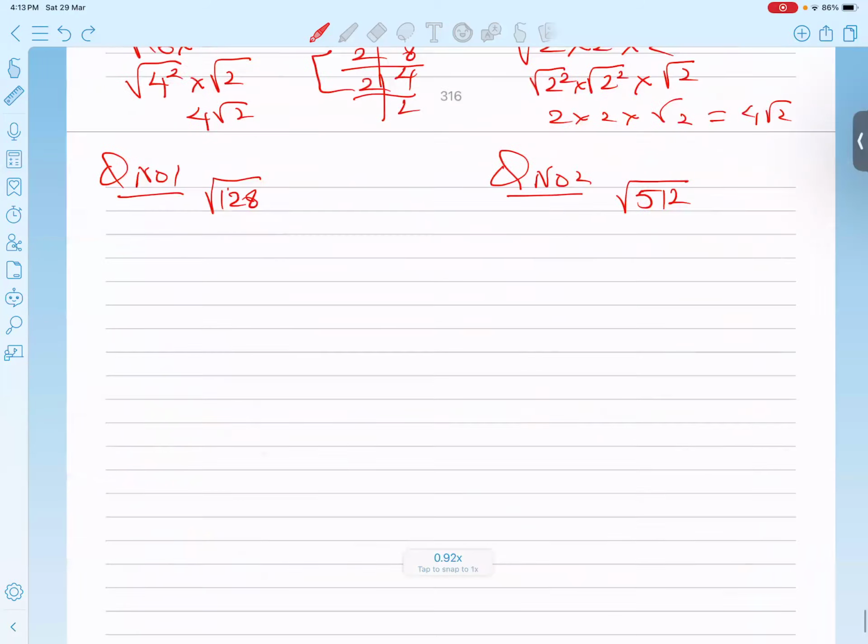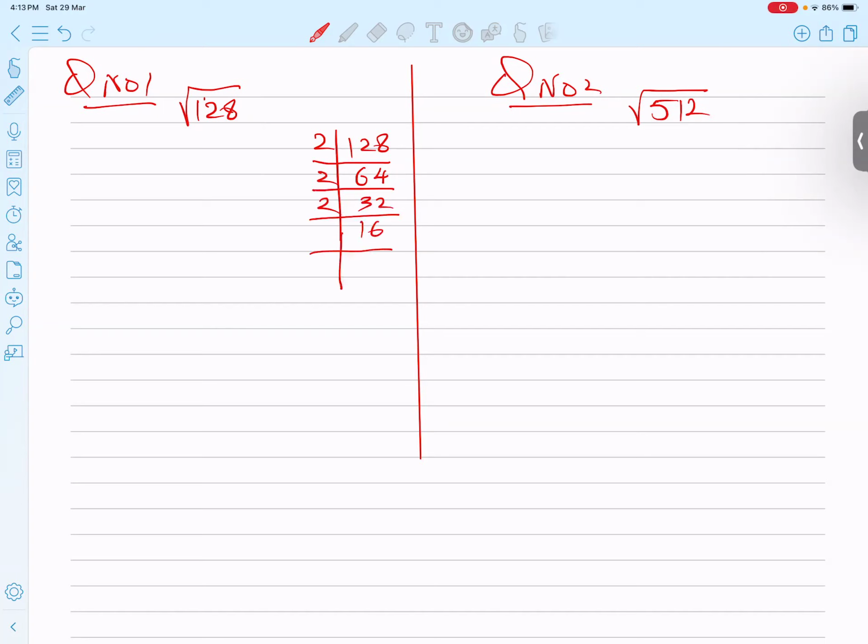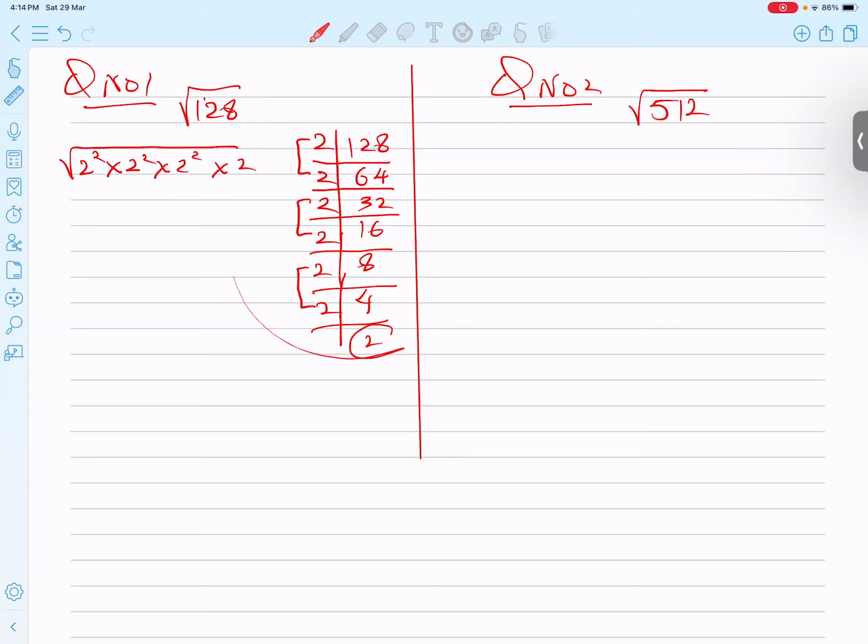You have taken a good time. Okay, I will do both questions in 2 ways, a longer way and a shorter way, and we have to be expert in both. 128: 2 6s are 12, 2 4s are 8. Then 2 times 32, 2 times 16, 2 times 8, 2 times 4, and then 2. So how many pairs of twos? 1 pair, second pair, third pair. So I can write 2 square into 2 square into 2 square into 2, because this 2 is alone.